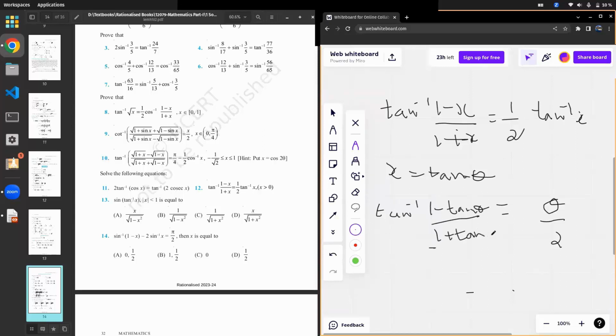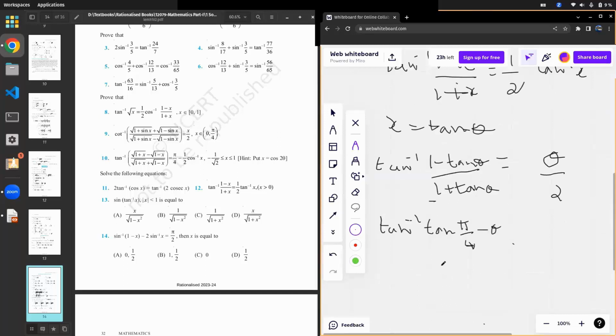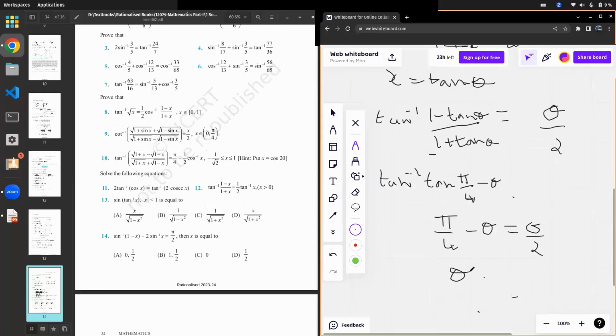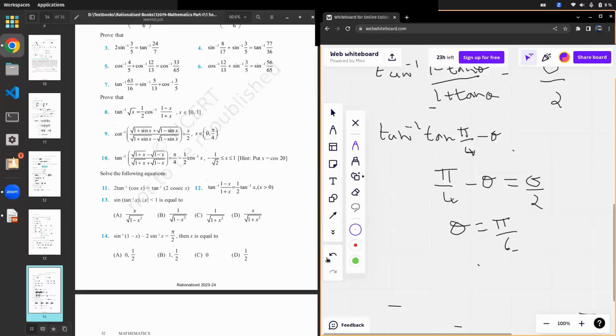So this (1 minus tan theta)/(1 plus tan theta) can be written as tan of (pi by 4 minus theta). If we simplify further, it will be equal to pi by 4 minus theta. So pi by 4 minus theta is equal to theta by 2. That implies 3 theta by 2 is equal to pi by 4, and theta is equal to pi by 6 is the solution for this. So theta is equal to pi by 6 is the solution for the 12th question.